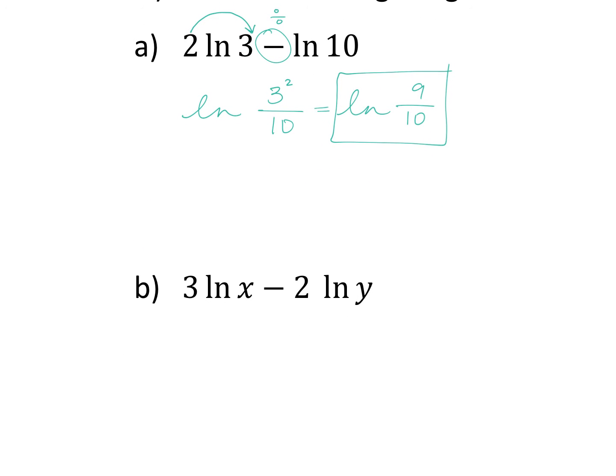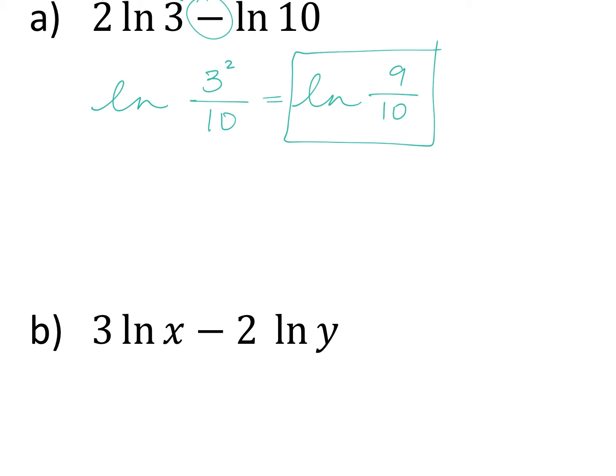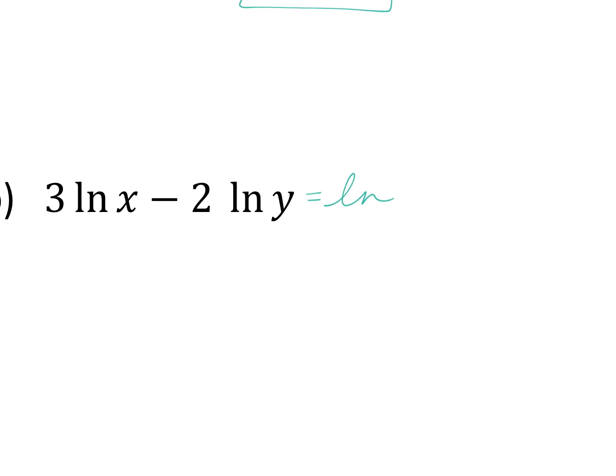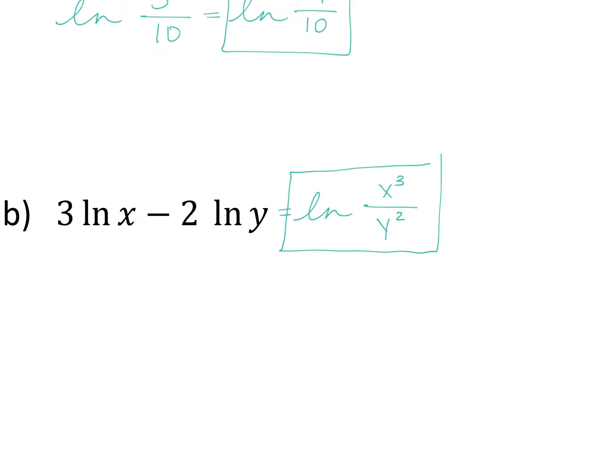Okay, look at letter B. How do you write that as a single log? So the natural log of what? X to the 3rd divided by y squared. And that's as simple as you can go with it because there's no numbers that we can cube or square. So you just leave your answer right like that. Okay? All right, letter C.